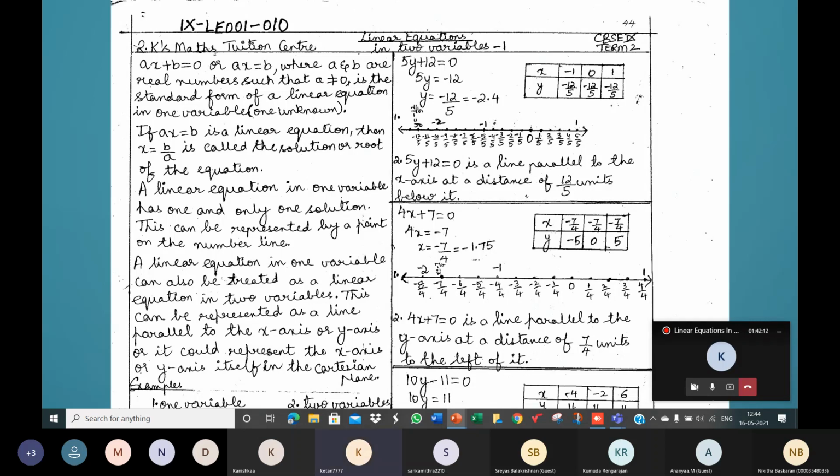Ma'am, I can't send photo, ma'am, but I can tell what are the answers, ma'am. Yeah, I'll ask you. Okay. Ma'am, send second one pic, ma'am. I'm just having a look, Kanishka. Yeah. All right.